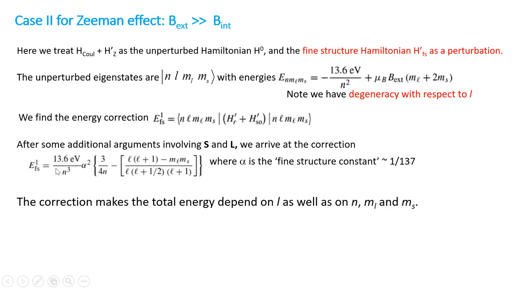Notice the fine structure correction makes the total energy depend on l as well as what it depended on before: n, m_l, and m_s. So again, with the correction term, the perturbation, we have eliminated the degeneracy. There's no degeneracy left here. So we've looked at the Zeeman effect in two limits, where it's strong compared to the fine structure and where it's weak compared to the fine structure.